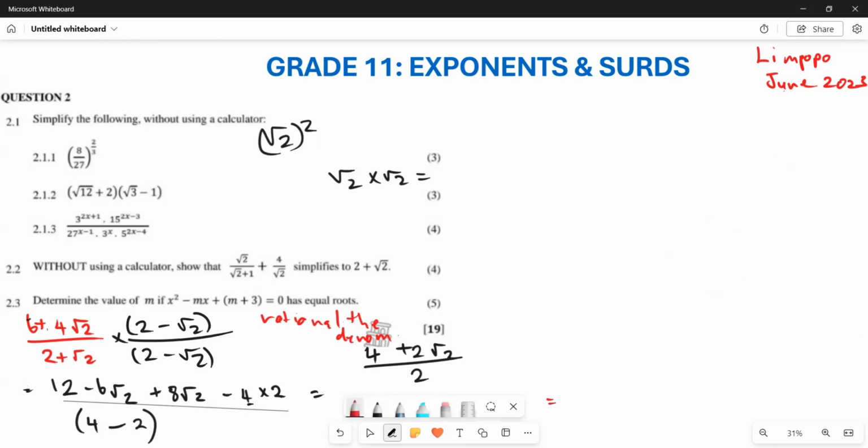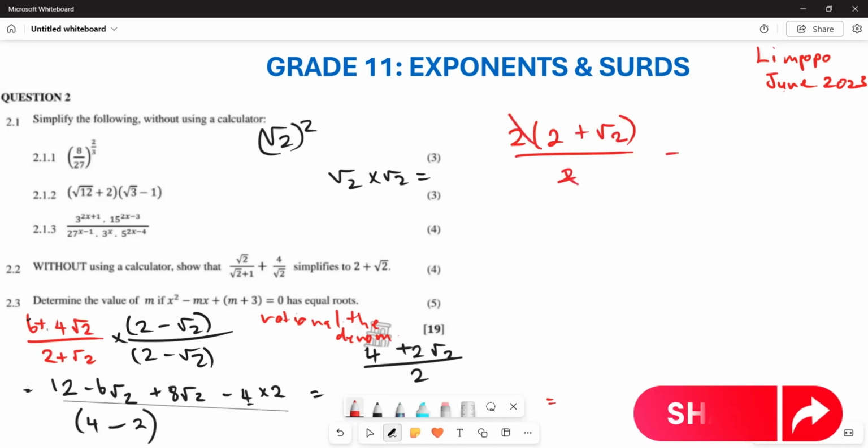Your common factor in your numerator is going to be 2. When you take out 2 as your common factor, what are you going to be left with? You're going to be left with 2, right, plus, what is going to be this one? Remember here, you've already taken the 2, which means you're going to be left with root 2. Then this is going to be divided by 2. Can you see that these 2 are going to cancel? So your answer is going to be 2 plus root 2.